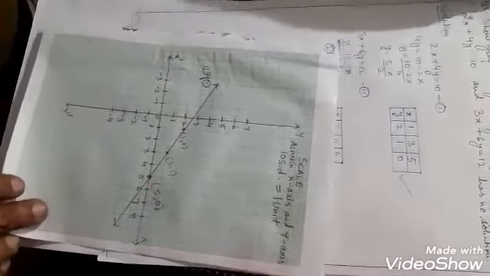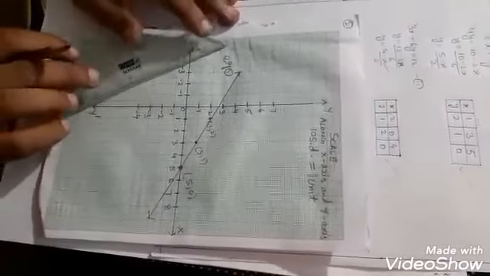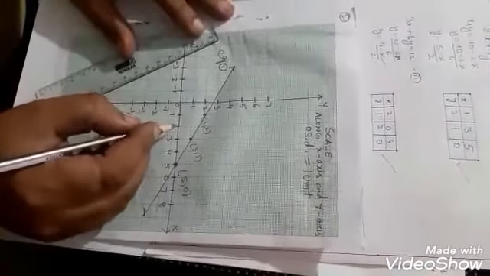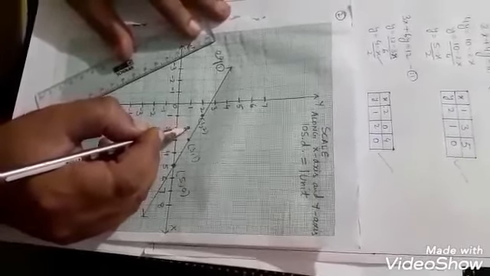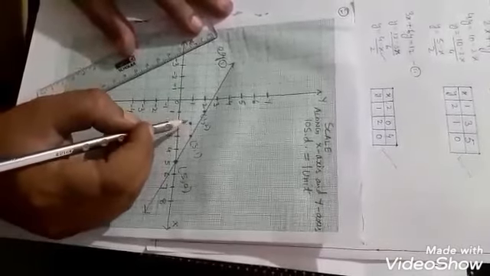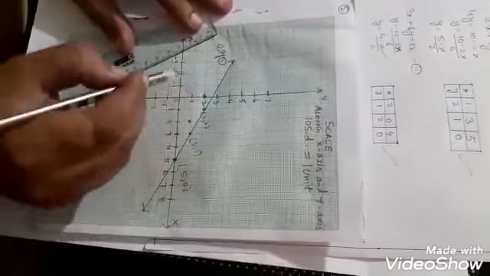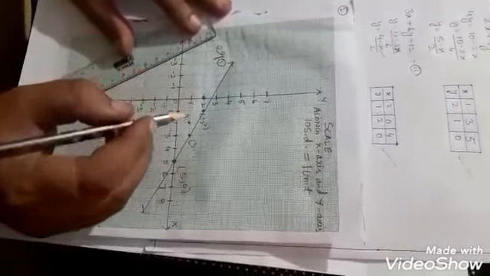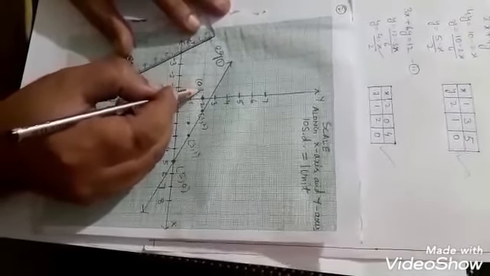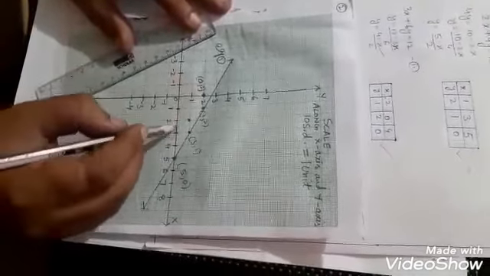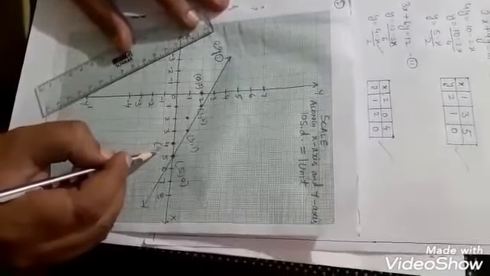Now we'll plot the second table, x equal to 2 and y equal to 1. This will come here. Next is x is 0 and y is 2. So it will come here. Then 4, 0. X is 4. Now this is 4, 0.